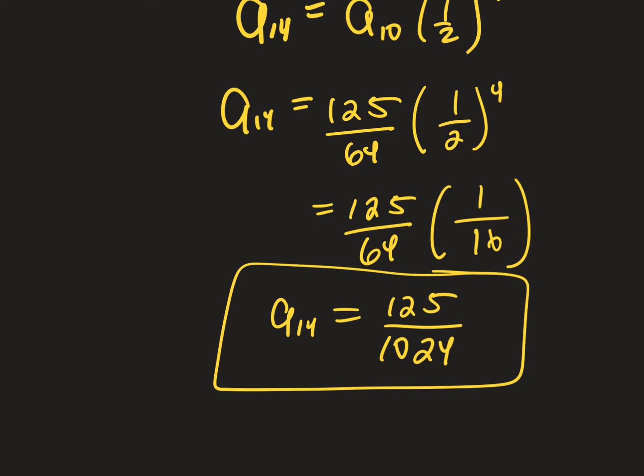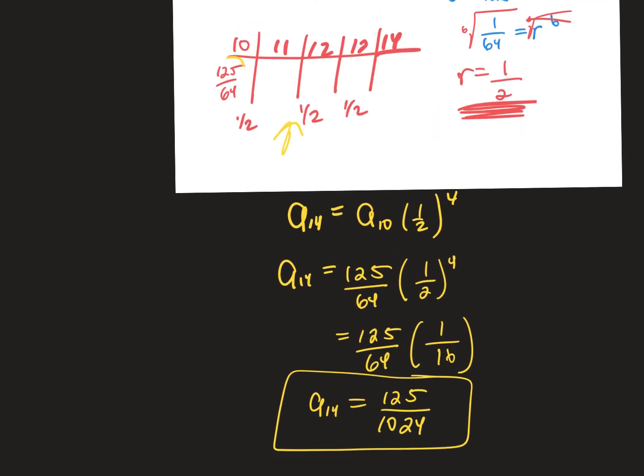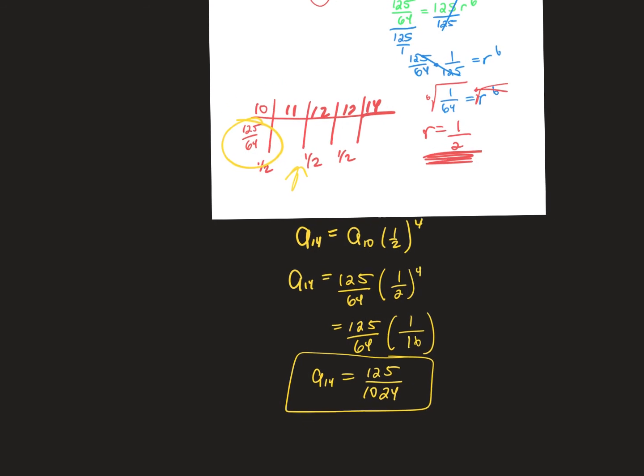Now, again, you can check that by going right here and saying, okay, my 10th term is this. Then multiply it by 1/2 to get the 11th. Then multiply it by 1/2 to get the 12th. Then multiply it by 1/2 to get the 13th. Then multiply it by 1/2 and you'll get your 14th term. But in this case, however many spaces away your terms are, that's going to become your exponent, and that's what you're looking for.